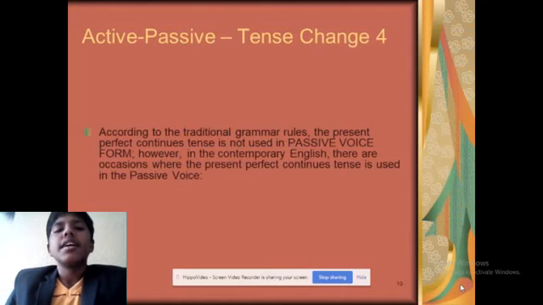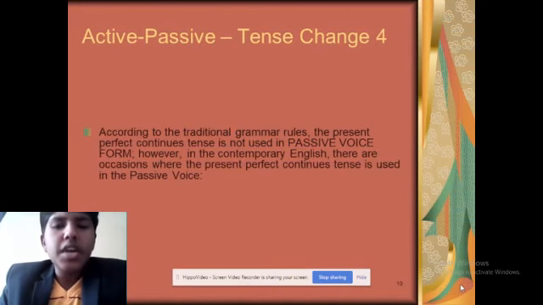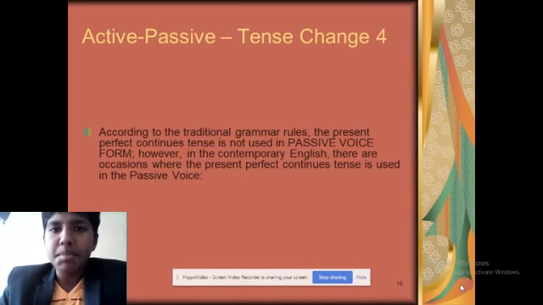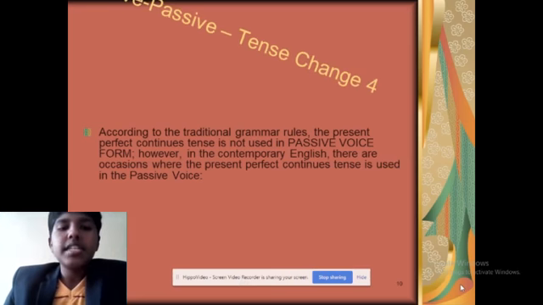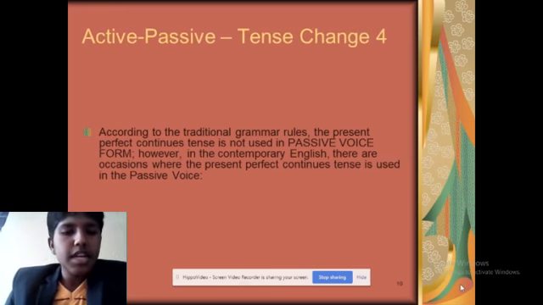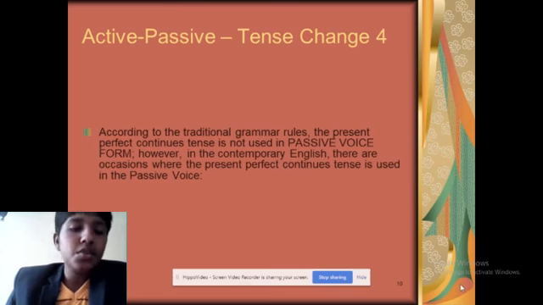So the next is the tense change 4. And actually this is the present perfect continuous tense. According to traditional grammar rules, there is no change in the present perfect continuous tense. However, in recent times, we have been using the change in these tenses. So we can see some examples, because if they ask you in exams, you must be thorough with this knowledge.